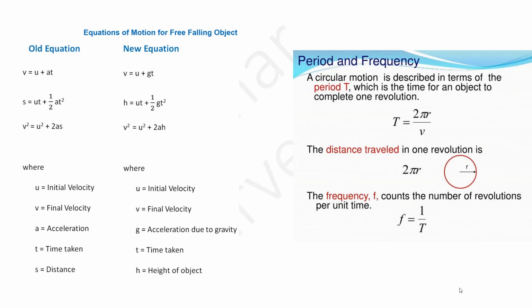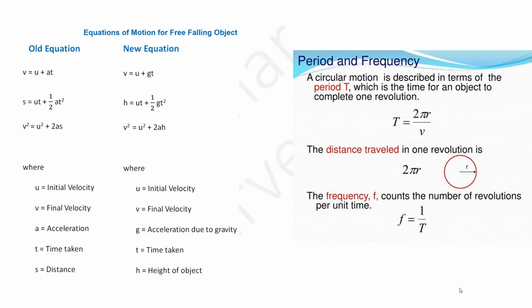One more thing which you have to know is about period and frequency. Now, if there is a circular motion, we describe it with the time period, isn't it? That is denoted by capital T. This time period is the time for an object to complete one revolution. Now, what will be the distance travelled in one revolution? It will be the circumference of the circle, right? That circumference of the circle is equal to 2 pi r.